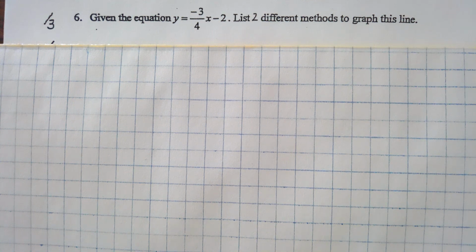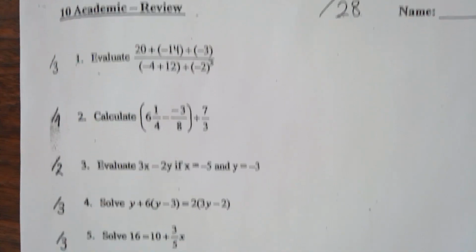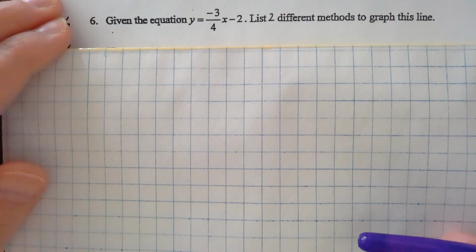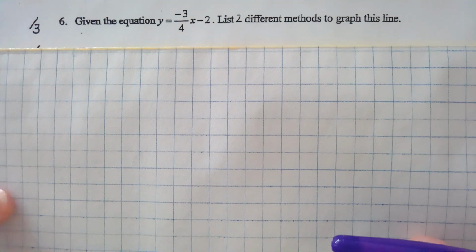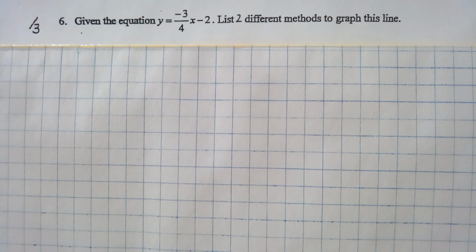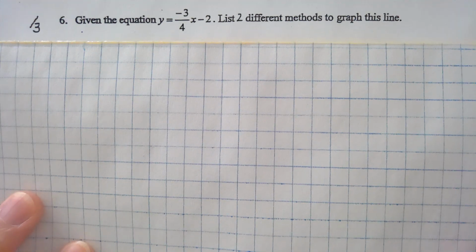So this is the review page that I gave you guys last week. It's this one. We took up the first 5 questions last week. So I'm gonna continue with number 6. Given y equals negative 3 over 4x minus 2, list 2 methods to graph this line.